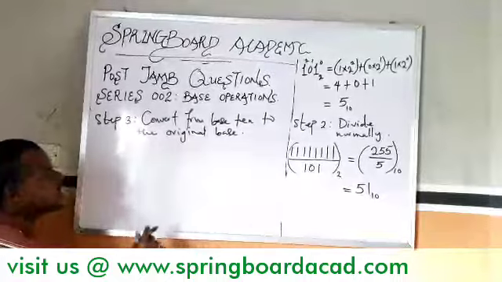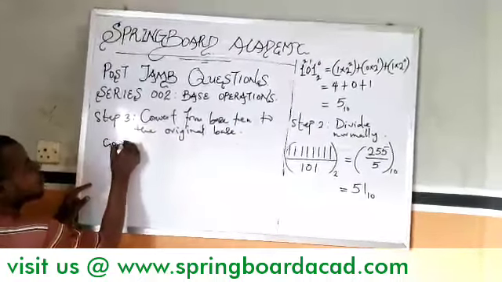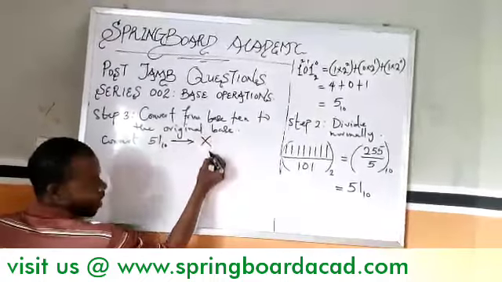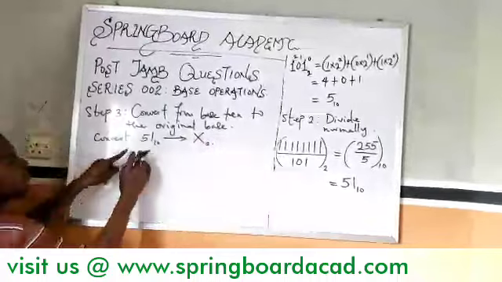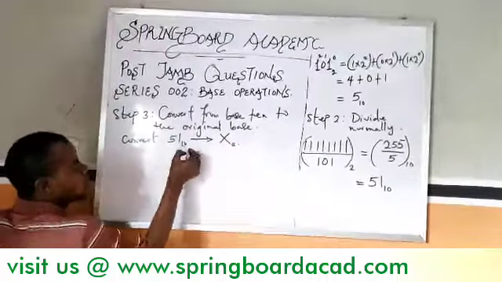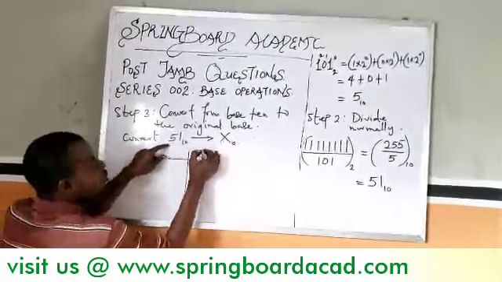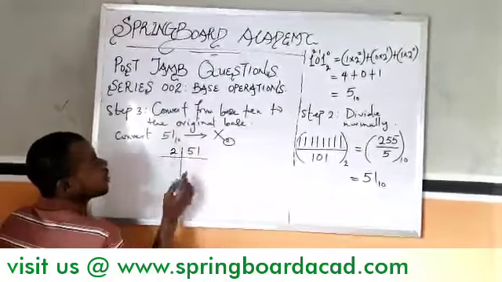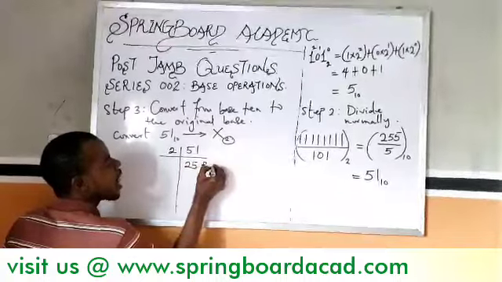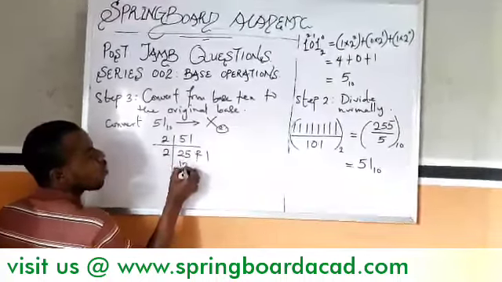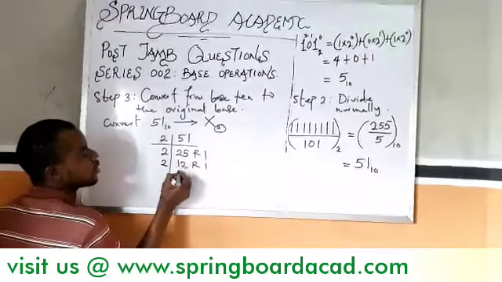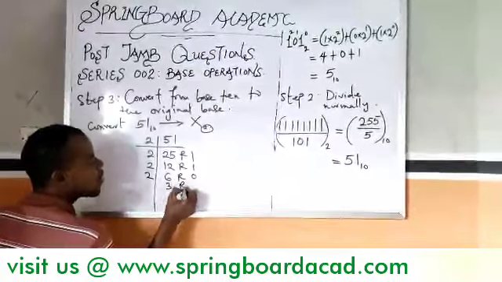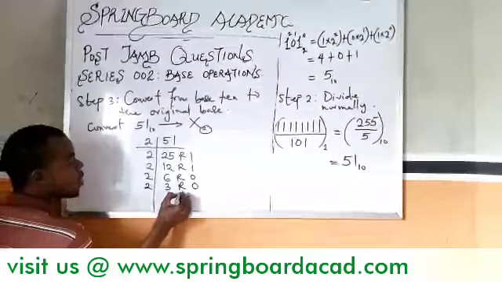So let's do that. That means we have to convert 51 in base 10 to a number, let's say x, in base 2. When converting this in base 10 to base 2, what do you do? You divide. You divide what? 51 by the base you are converting it to. So you divide by 2. 2 in this you have 25, remainder 1. 2 in this you have 12, remainder 1. 2 in this you have 6, remainder 0. 2 in this you have 3, remainder 0. 2 in this you have 1, remainder 1.